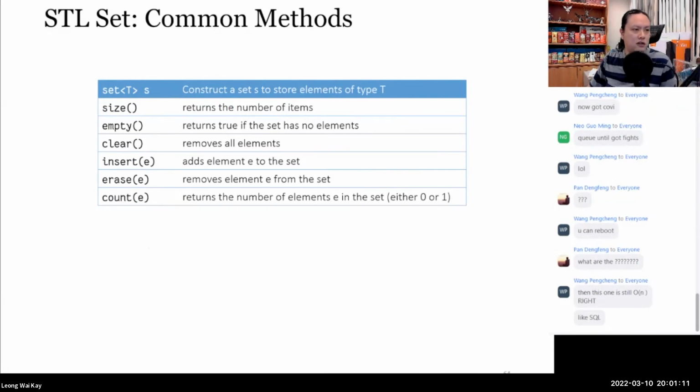Whatever you have for map, the functions are very similar in set. Just that there's no index. There's no way to access an element in a set, which makes sense. You realize there's no at or square bracket element access operation for set, because it makes no sense to access things in a set. You can only count elements in a set, again, either 0 or 1.